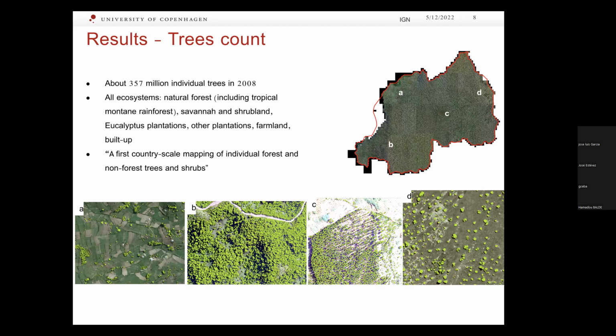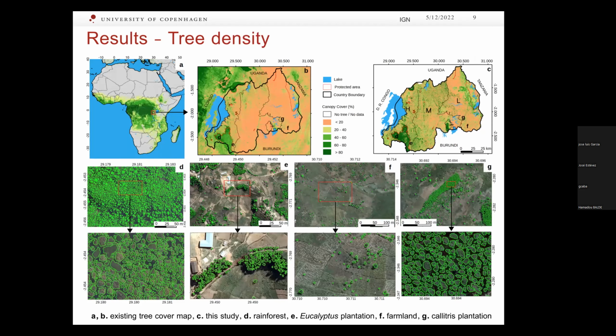Yeah. So this is another example of tree density mapping, where we compare with the existing global tree cover map from Hansen and the team from University of Maryland. They don't map anything below 30 by 30 meters, because they use Landsat, so that's about 900 square meters. But here we find more trees, because in Rwanda we found many more young trees. So if we use medium to coarse resolution satellite products, they miss a lot.